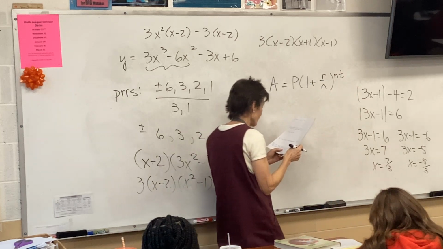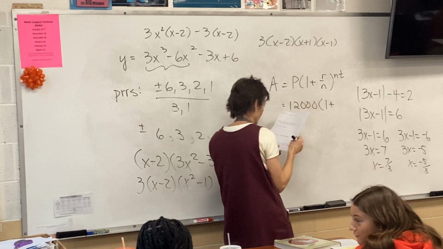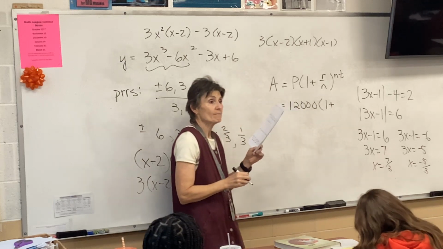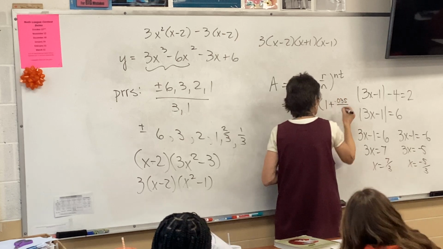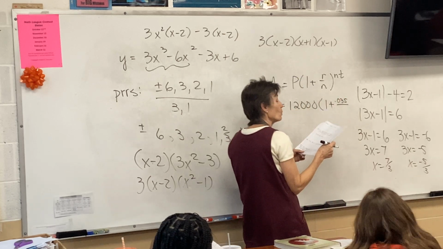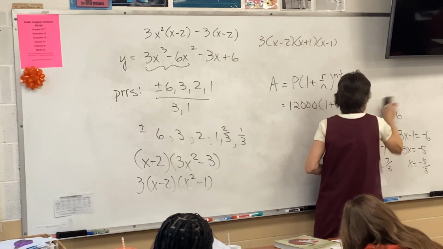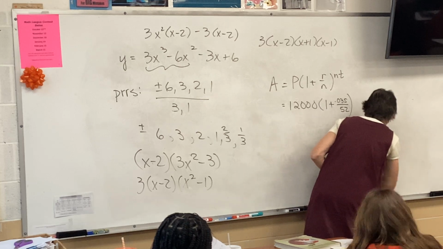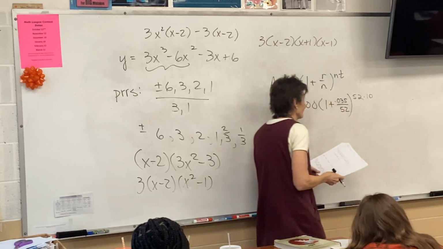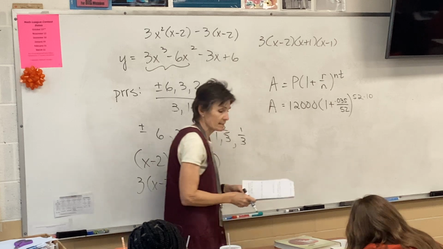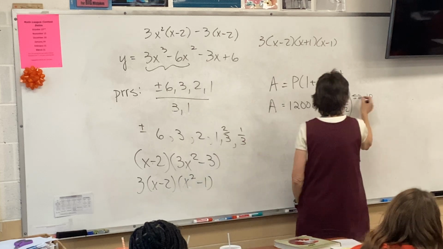Alright, how much do we have? You invested 12,000. Remember, P is what we start with. 3.5%, 0.035. Compounded weekly, so N is 52, because there's 52 weeks. And we're doing this for 10 years. So this is actually one of the easy ones, because we can just type it in.